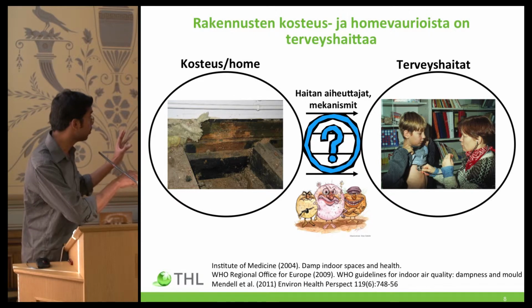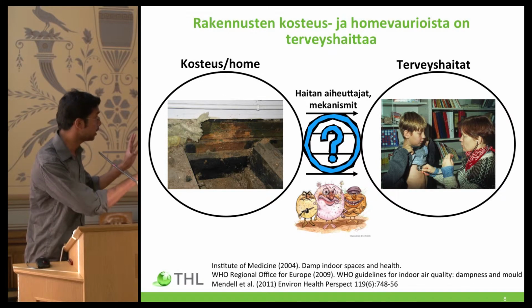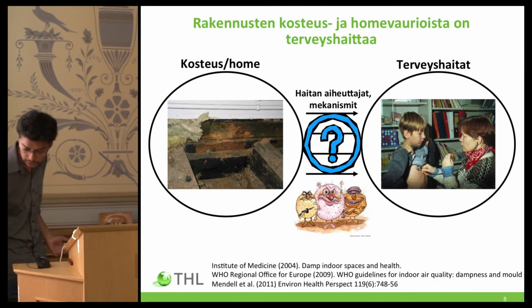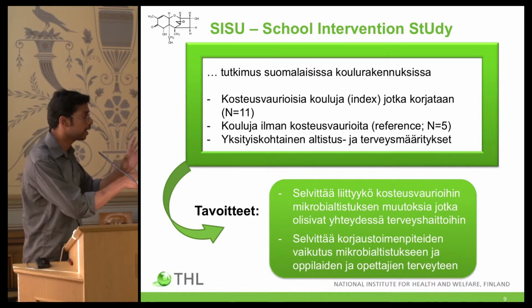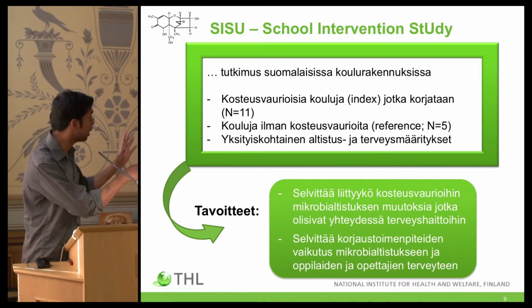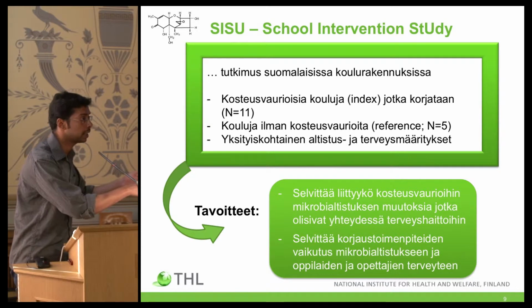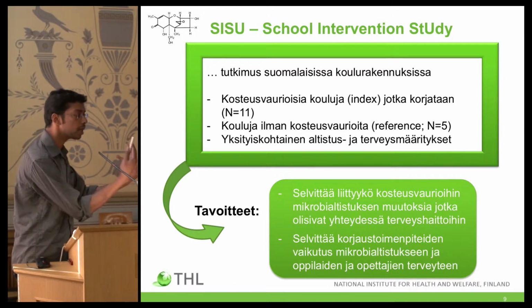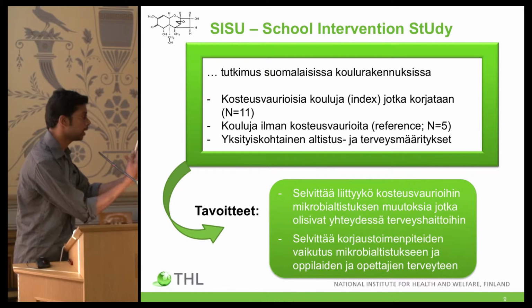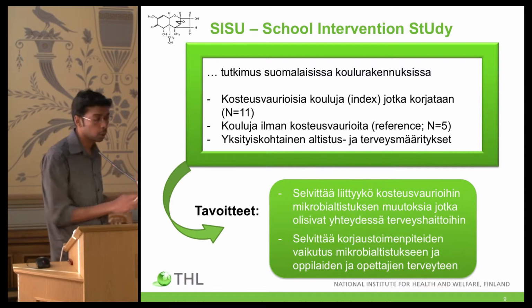There are some microbial communities present in these environments that cause this health effect. That is our hypothesis in our study. So we made an experimental design where we took 11 moisture-damaged school buildings, and we also included 5 non-moisture-damaged, healthy buildings, and we tried to see whether there are some differences in the microbial community that explain the health outcomes. So that is the main goal of our project.